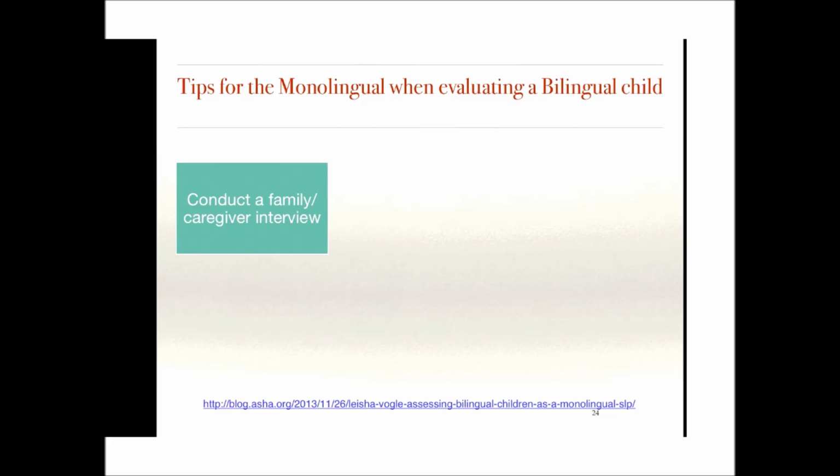And I thought that this was a nice article too, if you can look at the link there and capture that. It's asha.org, and this was an SLP by the name of Leisha Vogel, V-O-G-L, and she provided some nice tips for the monolingual SLP when evaluating a bilingual child. And we do this in general, but these were some nice tips: conducting a family caregiver interview, which we can gain a lot more information about the family's culture and their language in particular.